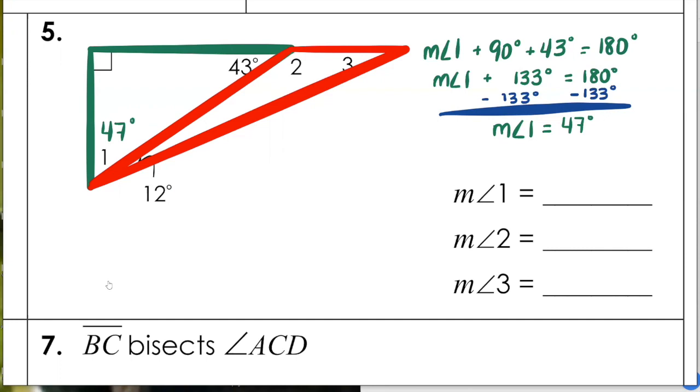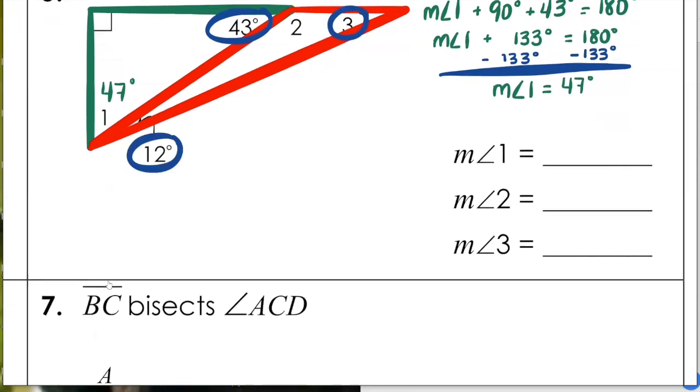Okay, so which one do you think we should go after next? 43. Okay, so how would we do 3? Exterior, 43. And could we use the exterior of 12? You could. What you just said will work, but 3 isn't the exterior angle. Which would the exterior angle be if you want to use that? 43 is the exterior angle that we would add 3 and 12. That will work.